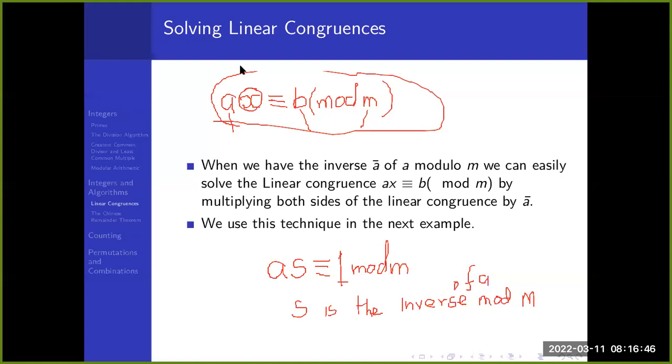So these are the two things we want to keep in mind as we go along. We need to understand what the inverse of A modulo M means, and we also need to understand the definition of a linear congruence. Once that sticks, we should be able to move on well.